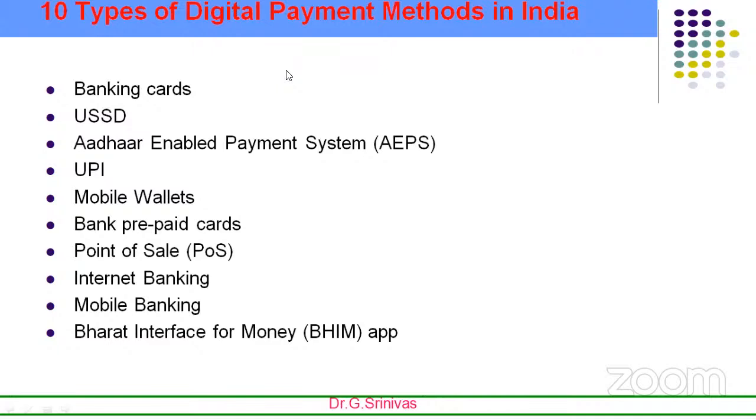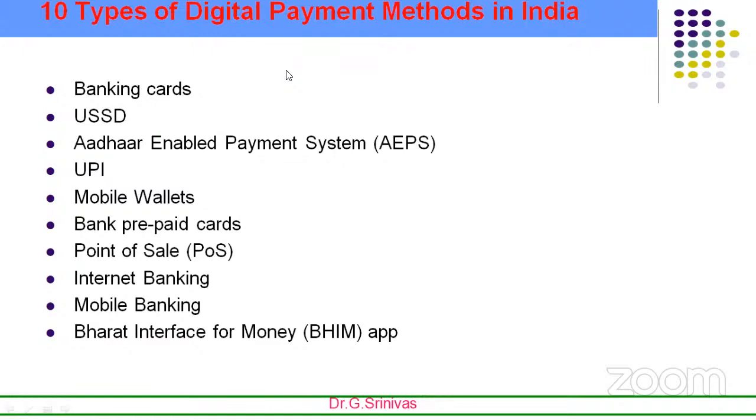For persons who do not have GPRS or WAP technology in their mobiles, by using an interactive system, they can use USSD. Then the Aadhaar enabled payment system, which we call AEPS. Then UPI, Unified Payments Interface, mobile wallets like PhonePe and Google Pay, bank prepaid cards like debit cards, point of sale terminals where we swipe our cards, internet banking, mobile banking, and the Bharat Interface for Money, an app developed by the Indian government. These are the popular payment systems we are using.